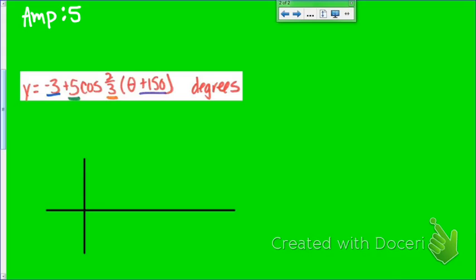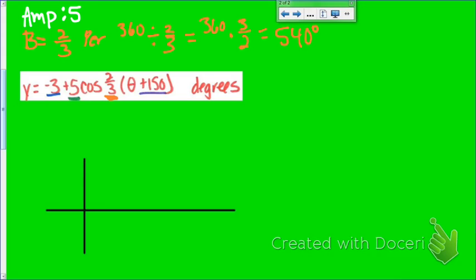Alright, the next thing we're going to find is B. B is that number that is right there in front of the theta, but after the cosine, that number is 2/3. Because I'm doing this function in degrees, my period is going to be 360 divided by 2/3. If you remember, when I divide fractions, I flip the second and multiply. So I'm actually doing 360 times 3/2. When I do that math, that gives me a period of 540 degrees.